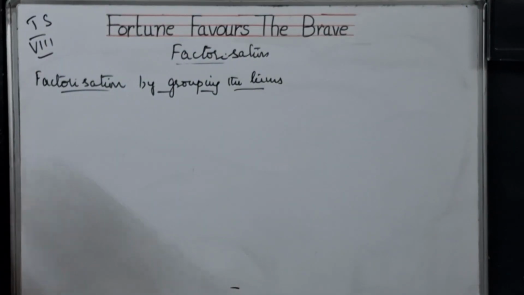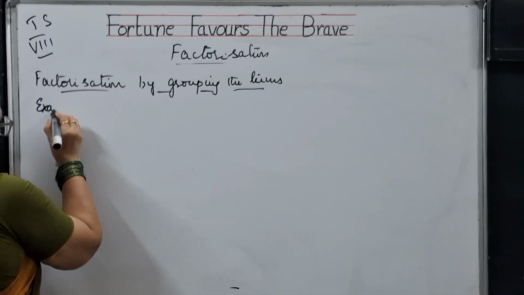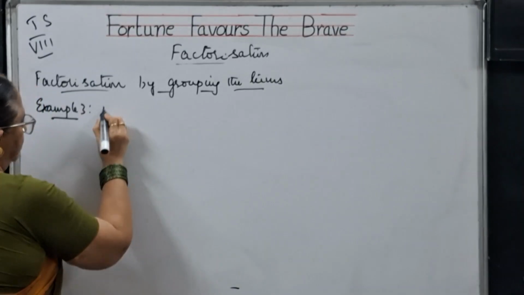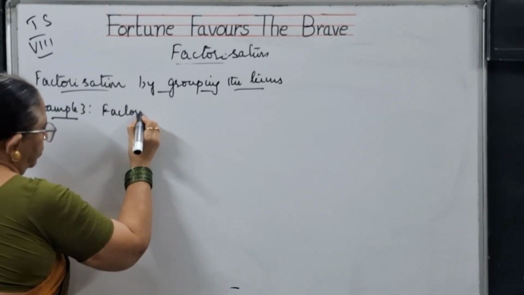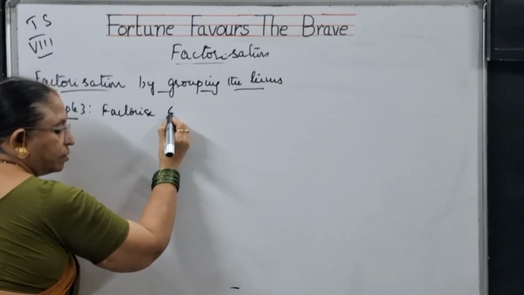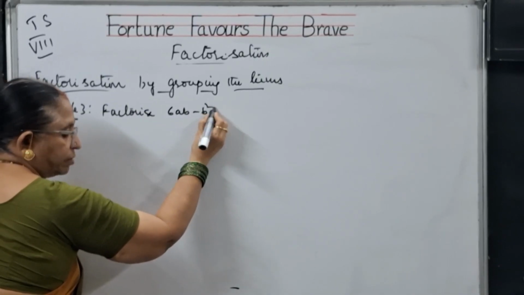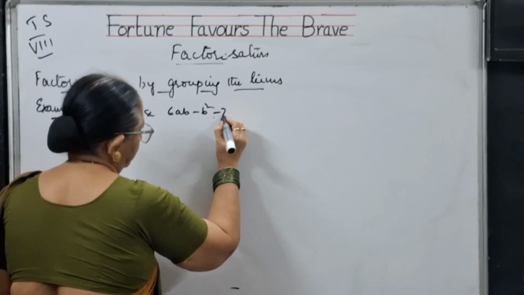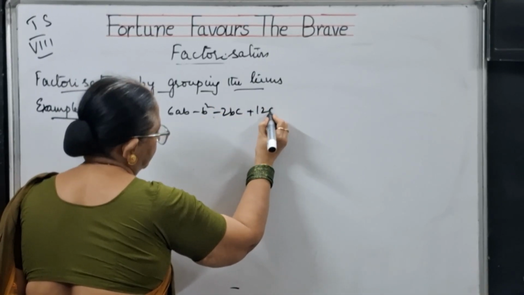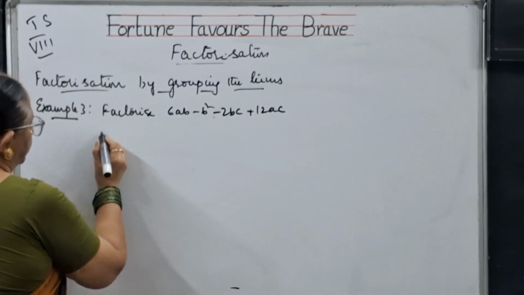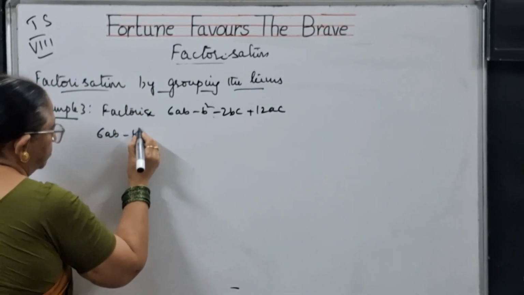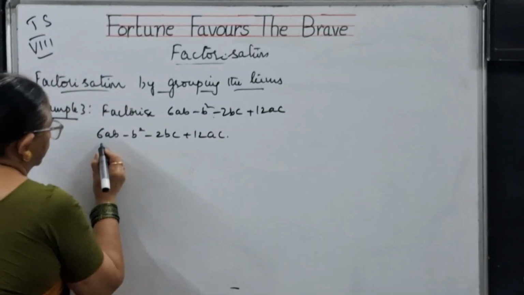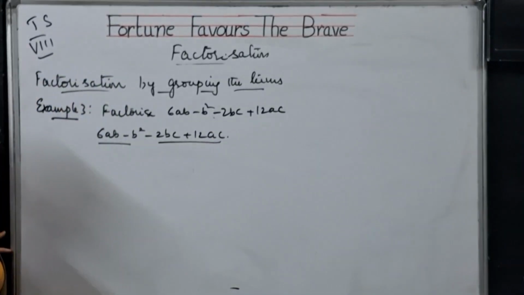Now, example 3. What is it? Factorize 6ab minus b square minus 2bc plus 12ac. So the problem is 6ab minus b square minus 2bc plus 12ac. So these two as one group, these two as one group I'll take.